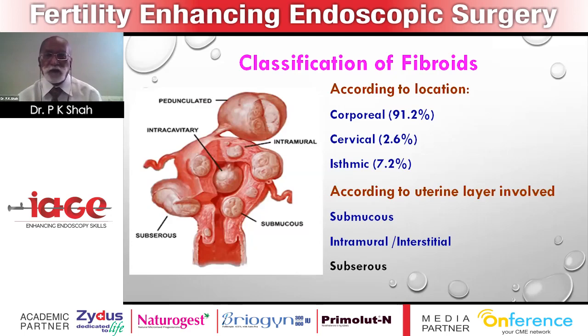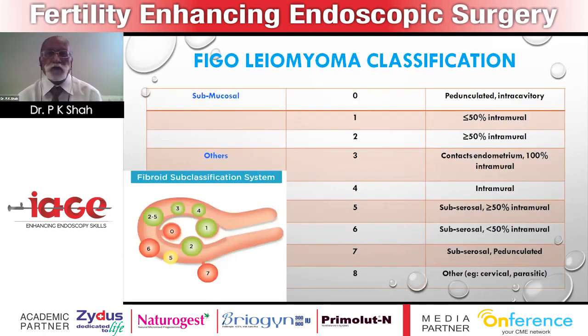We must classify the fibroids according to location or according to the uterine layer involved, like submucous, intramural, and subserous. You can make use of FIGO leiomyoma classification, which is one of the best classifications that I have seen as regards site of myoma.